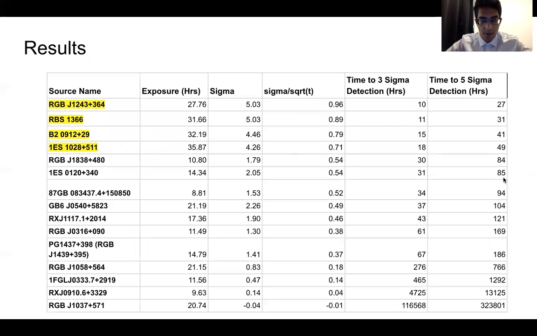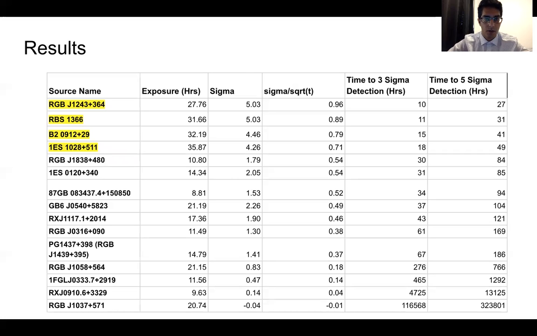So my project's results are a little bit confusing to understand if you're not familiar with astrophysics. Essentially, I'd like to point your attention towards the 4 highlighted sources here and their sigma values. Sigma is a marker of significance. And essentially, if you have a 3 sigma or greater significance for an object, you have a strong likelihood of the object having actually been detected.